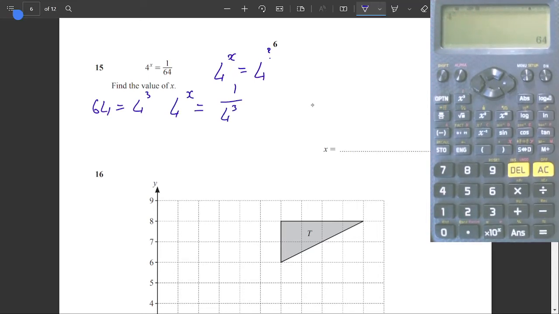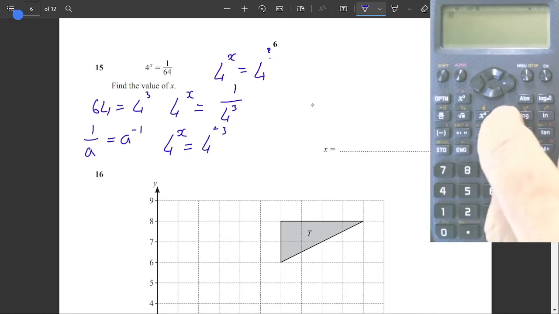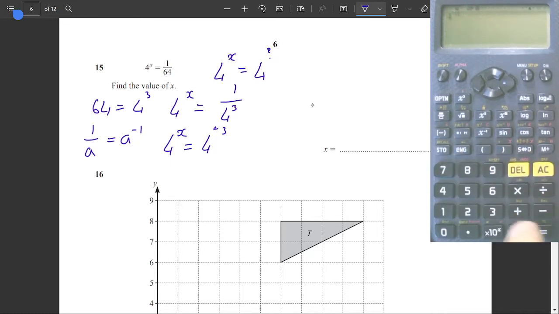Then we need to remember the next rule of indices. If we have an index as a denominator, we can write it as a negative power like that. That's the same thing. So that means we can write 4 to the power of x as 1 equals 4 to the power of minus 3. Don't believe me? Put it in your calculator. 4 to the power of negative 3. What does that equal? 1 over 64.